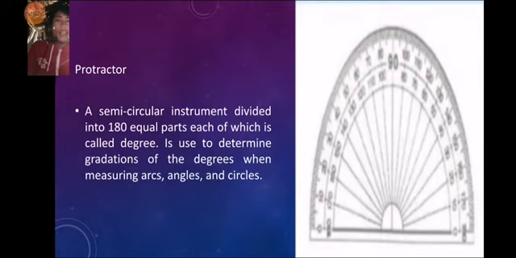Then, I have here a protractor, a semicircular instrument divided into 180 equal parts, each of which is called a degree. So, the whole measurement of the semicircular instrument of the protractor is equal to 180 equal parts. It is used to determine gradation of the degrees when measuring arcs, angles, and circles. So, mas ginagamit siya sa pag-measure ng mga arcs, angles, and circles.